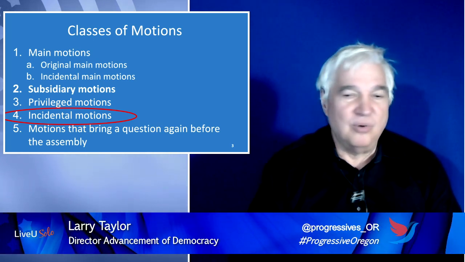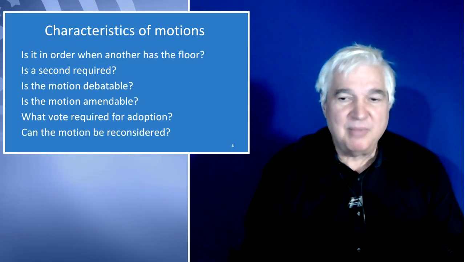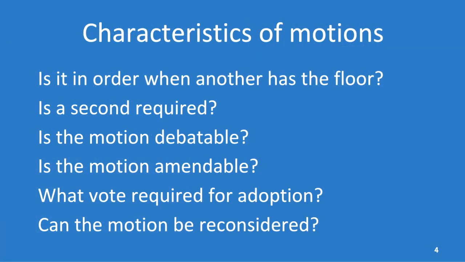And then the final group is motions that bring up questions again before the assembly, but that's really a subclass. The thing to remember about motions is that there are characteristics of each one. And if you're a real pro, you've got the reference sheet in front of you, so you don't have to rely upon your memory for this stuff. The things to remember about each of these motions are: is it in order when another has the floor, or can you interrupt? Is a second required, or can you on your own cause this action to occur? Is the motion debatable, or is it undebatable?